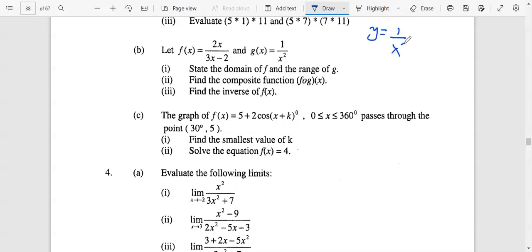Or if you want to determine it instead of just memorizing that, just say y is equal to 1 over x squared. Cross multiply, yx squared is equal to 1. Make x the subject of the formula. So x is equal to 1 over y. Okay.